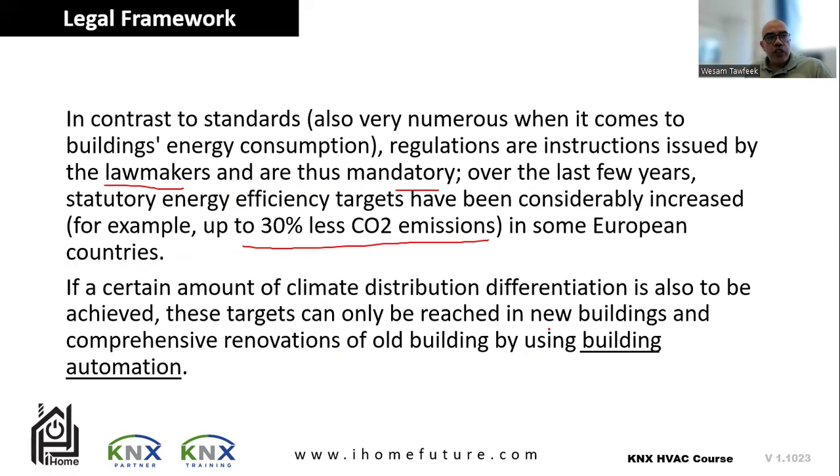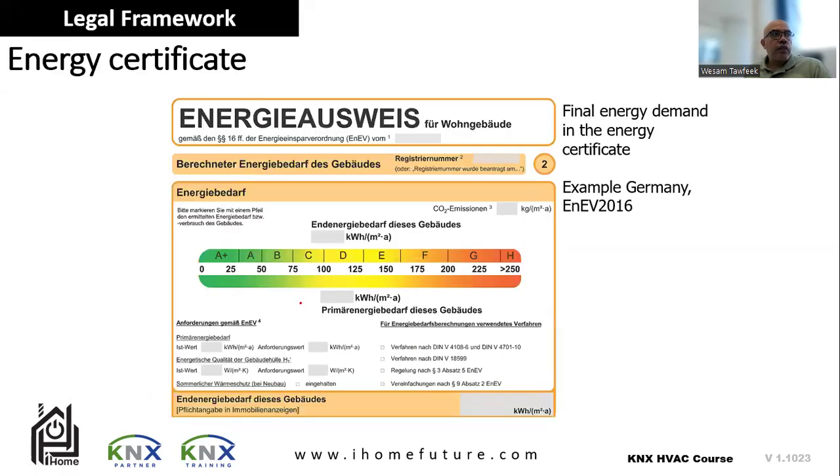These targets can only be reached in new buildings and in the comprehensive renovation of existing buildings using building automation. It's saying that in some standards and regulations, you need to apply requirements in new buildings, but in old buildings, you will not be able to do that. So you should use building automation to enforce a specific quality of living and limit emission of some gases. This is an energy certificate, one major energy certificate from Germany. Normally you get this to ensure that your building is under the limits put by the lawmaker. So it should be in the green area.